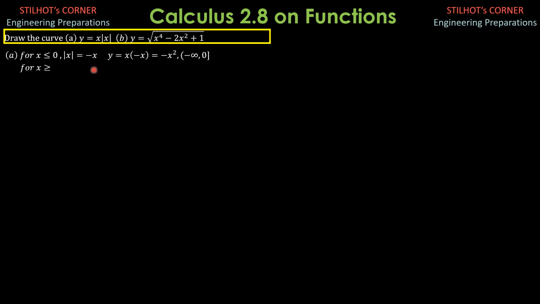For x greater than or equal to 0, the absolute value of x is equal to just x. So y equals x times x. So it is x squared when x is positive or 0.